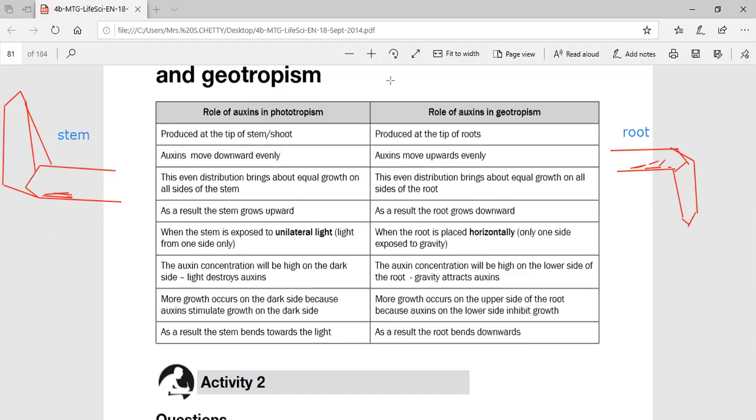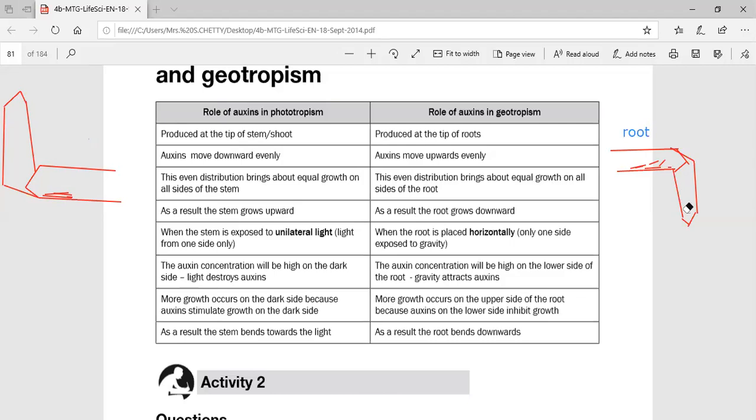The stem will now bend and grow upwards, seeking out the light. That is what will happen in your stem, and that is what will happen in the root if either the root or the stem was placed horizontally.